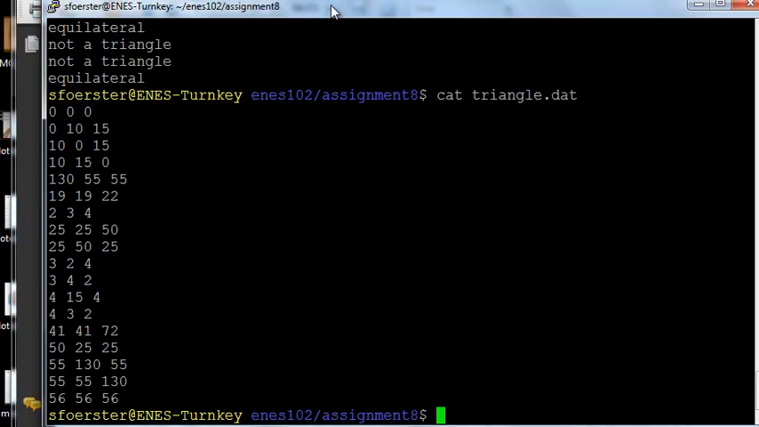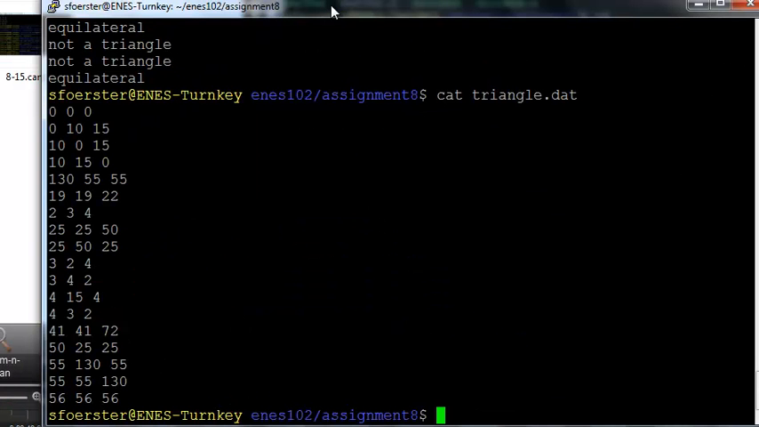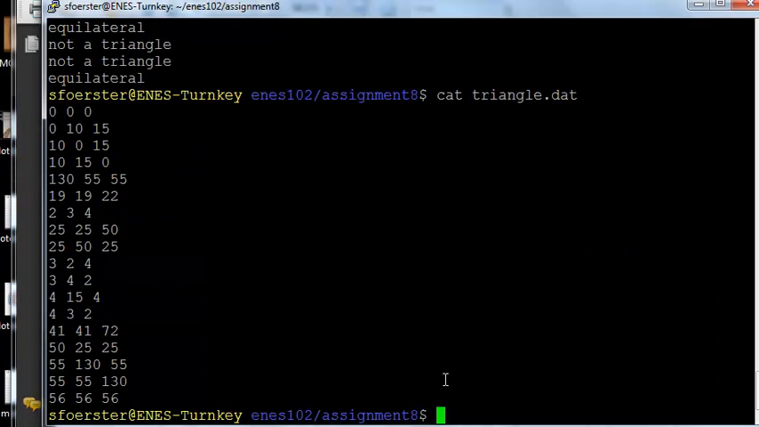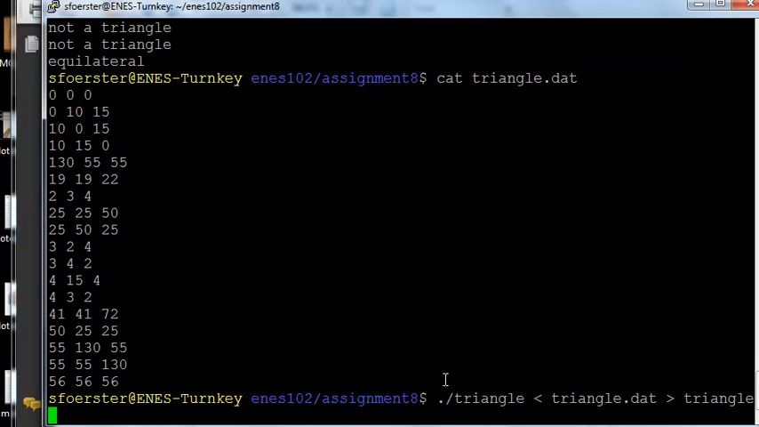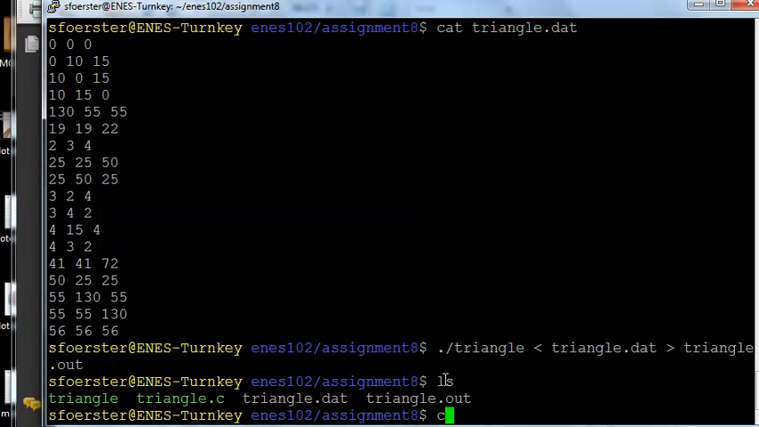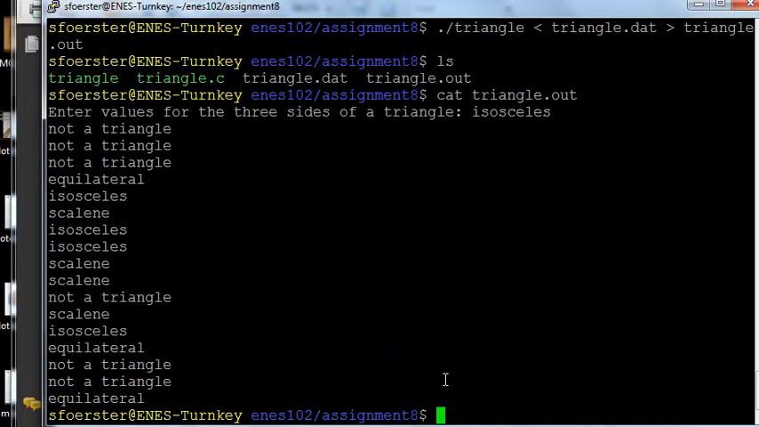Okay, so now let's look at the PDF. See, it's right here. Okay, there's another file he wants us to make called out, and then the answers are in a file called answer. We're going to compare them. Okay, so let's do it again. Triangle, out. Okay, do we create it? Yes. Cat triangle.out. Okay, there we go. Cool.